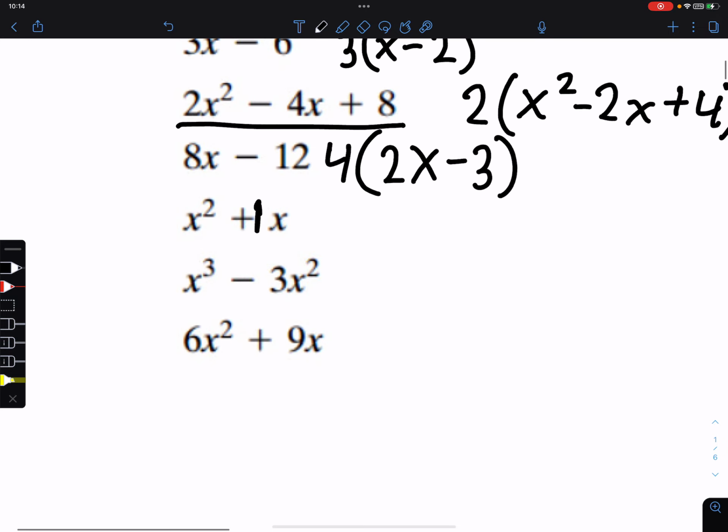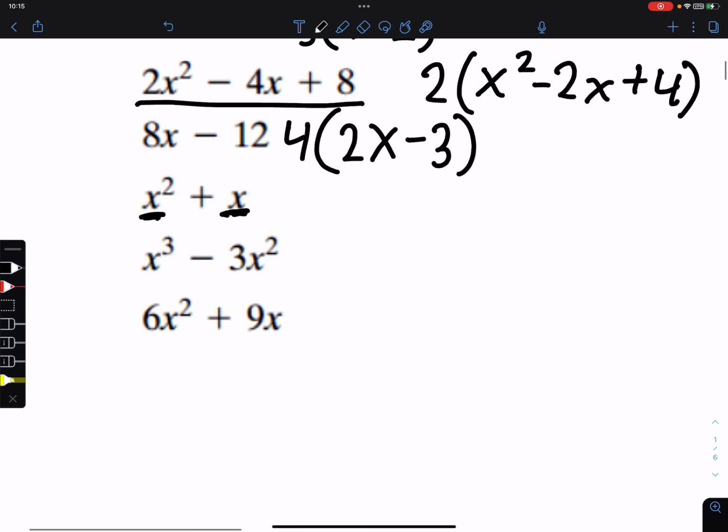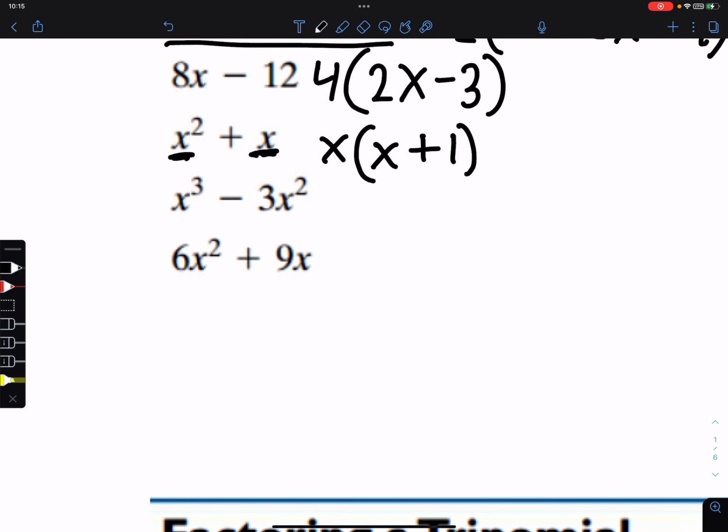Now, this one is a tricky one. Now, we only have 1's in front of each term, right? And so you might say it might not be factorable, but really, both of these terms have an x in them. So we can factor out an x times x plus 1. Okay, great. This side, they both have an x squared in them. And so we should get x minus 3.